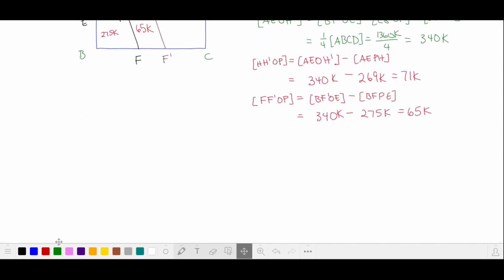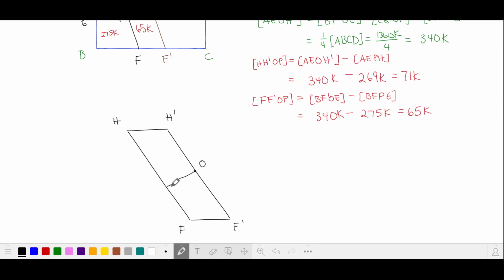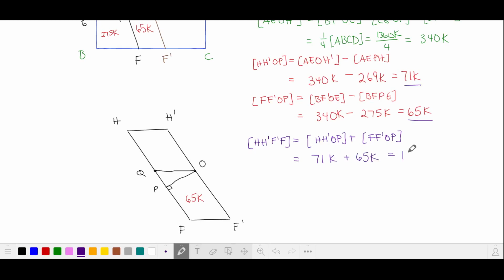Let's take a closer look at that parallelogram, H prime F prime F. O is this midpoint, and OP is perpendicular to HF. And then we have Q over here, forming triangle OPQ. This area down here is 65k. We're going to use this parallelogram to find the area of our triangle OPQ. The area of our parallelogram H prime F is the sum of these 2 quadrilaterals. So we'll substitute the areas that we found above, and the area of the parallelogram is 136k.